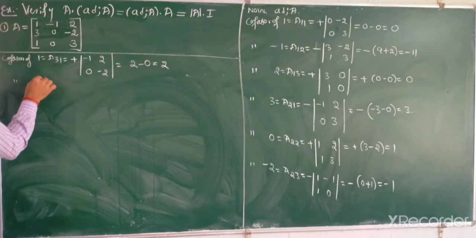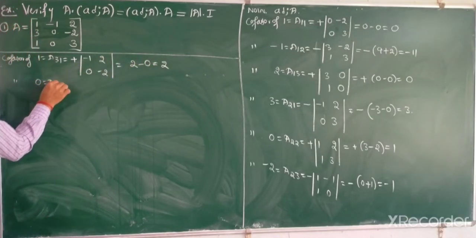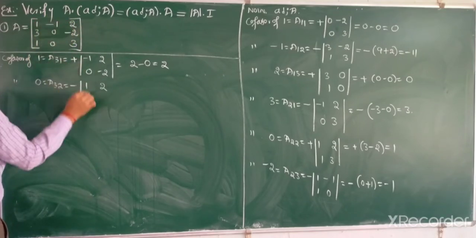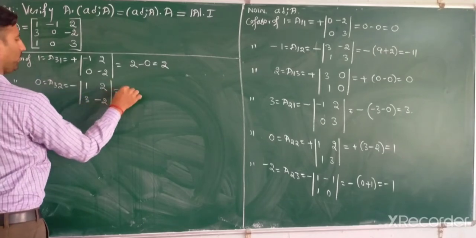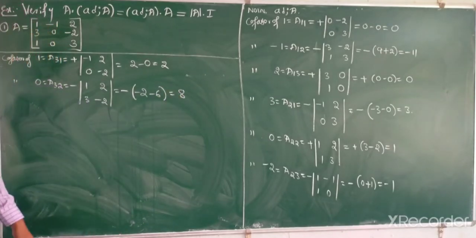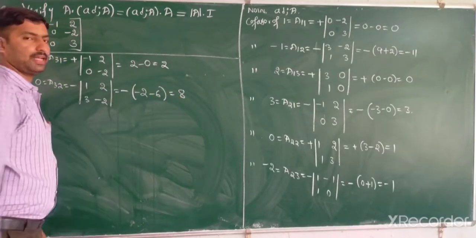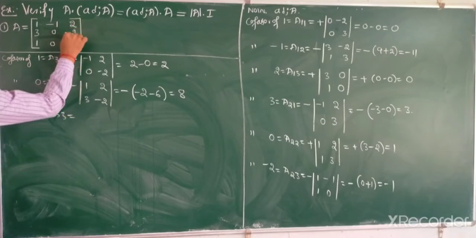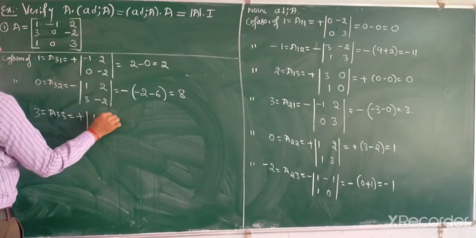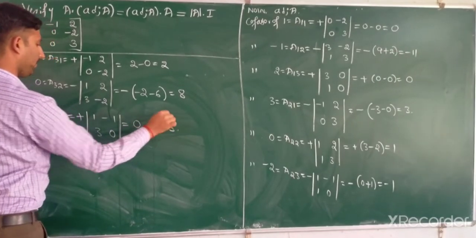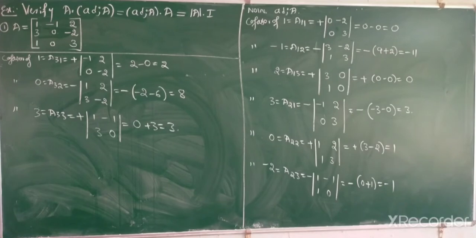After that, cofactor of A32, position is minus. Values are minus 2 minus 6, which is minus 8, and minus of minus is plus 8. Cofactor of A33, position is plus: values are 1 into 0 minus 0, which is nothing but 3.